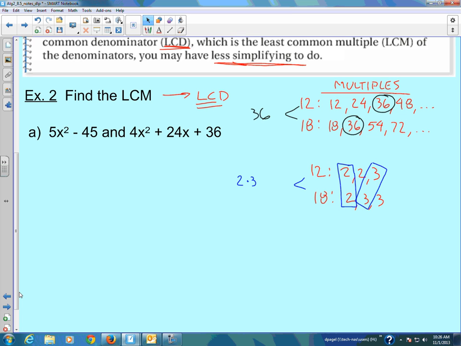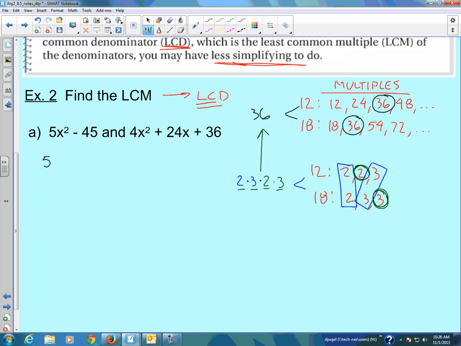And then I have what's different about them. So the 12 has a factor of an additional 2, and the 18 has a factor that's an additional 3. And so since those are different, if I wanted to find the least common multiple in factored form of 12 and 18, I would have to multiply by the pieces that are different, so the 2 and the 3. And then if I go 2 times 3 times 2 times 3, I get 36. And that's what we're going to do with rational expressions. Same kind of a concept.